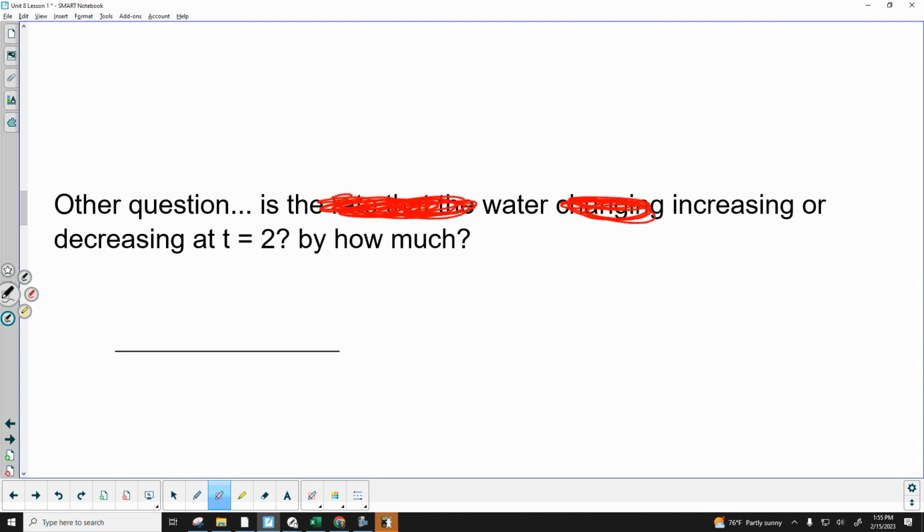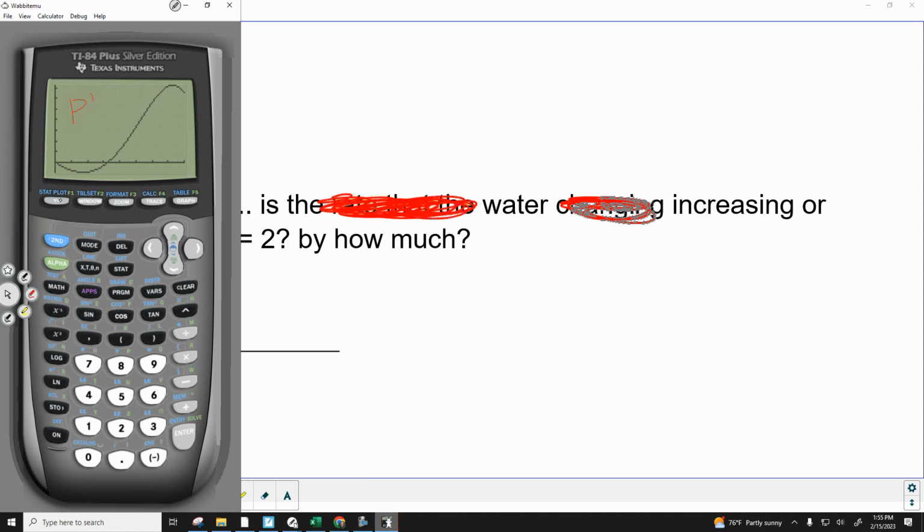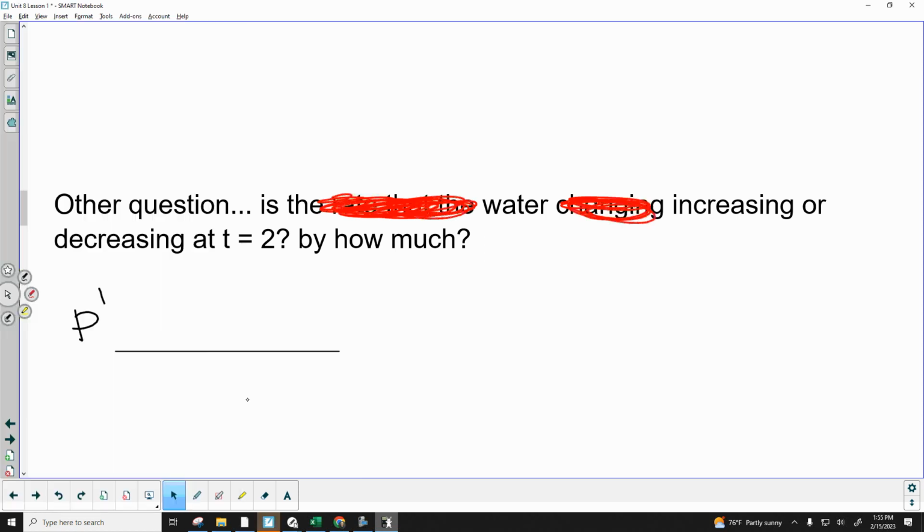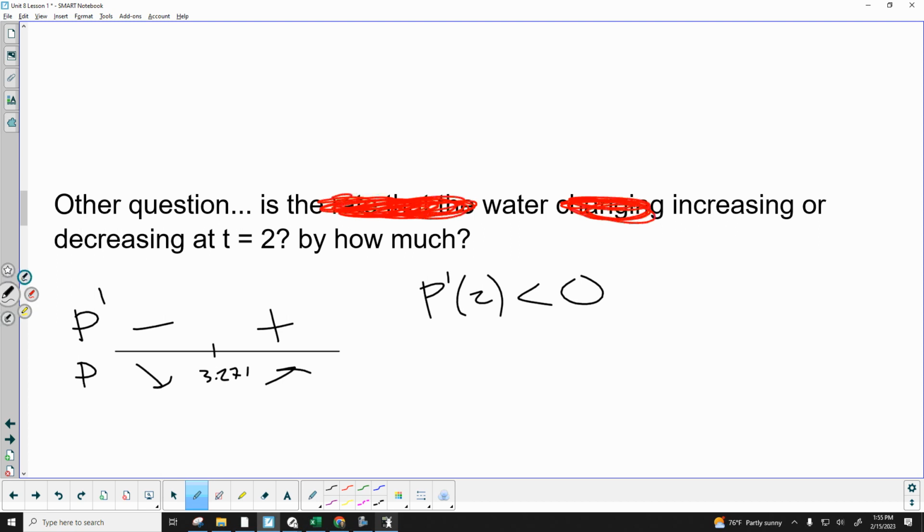Guys, what do we like to do? We like to find zeros of P prime. We like to find zeros of the derivative, 3.271. We know that P prime is negative then positive. That means P is decreasing then increasing. Oh, P prime of 2 is negative.